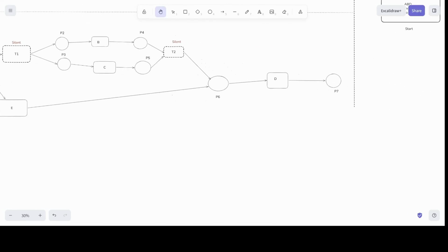And then T2 would fire again. As E didn't fire early on, we don't have a token here, of course. We have our token that's coming from T2 coming down here. Then D fires and then the end.